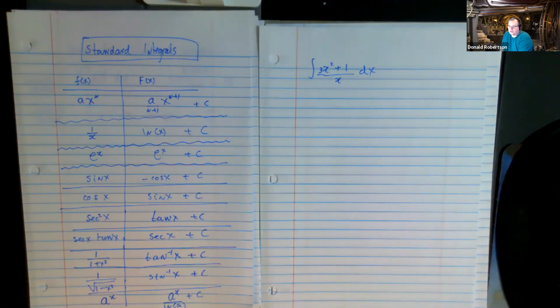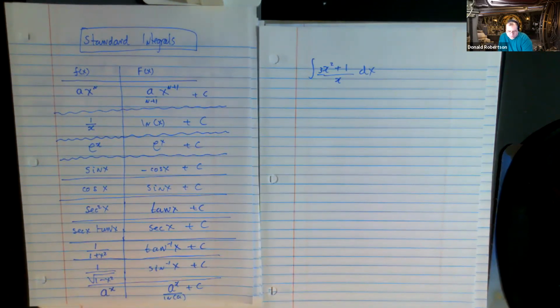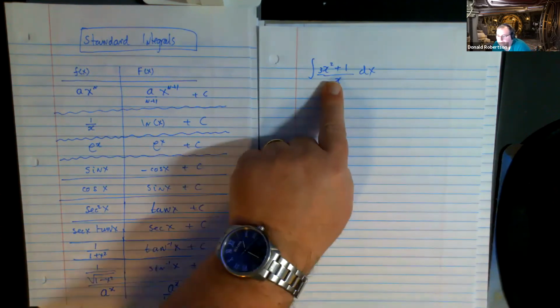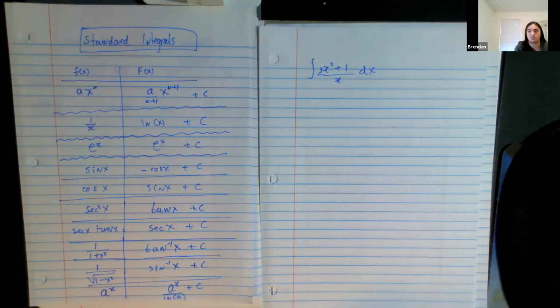Three x squared plus 1 all over x dx. Think of what we did in the definite integral world. And we definitely did something like this earlier. Maybe Monday, I think it was Monday. Where do I go? I have to do stuff, right?